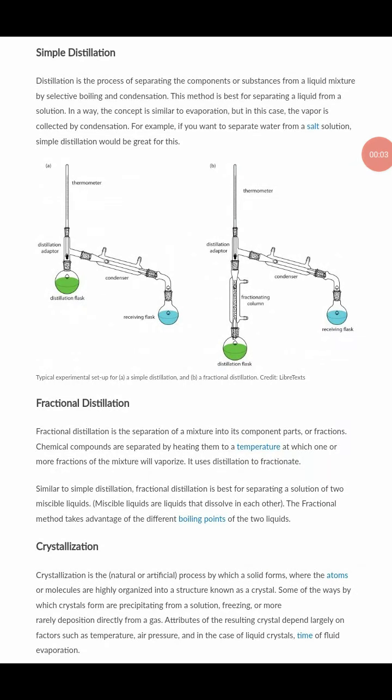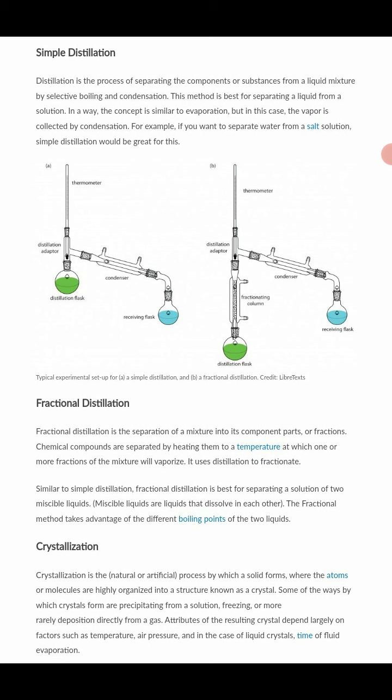Okay, next we'll look at simple distillation. Distillation is the process of separating the components or substances from a liquid mixture by selective boiling and condensation. We know what boiling means. Heating water to 100 degrees Celsius, boiling, right? The process by which liquid changes to gas at 100 degrees Celsius.